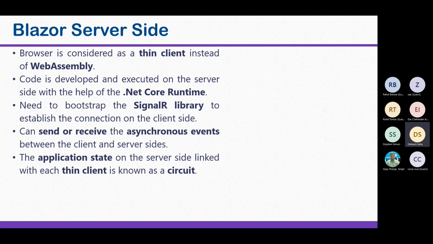Suppose we have a web application that is currently being used by 5 different users from 5 different machines. That means on the server we have 5 different application states, and those 5 application states are independent of each other, and each is directly linked with its client browser machine. That's why it is known as a circuit. The application state of each client machine is known as a circuit.